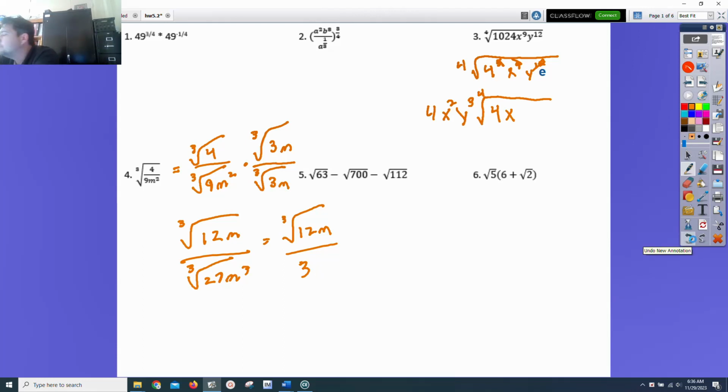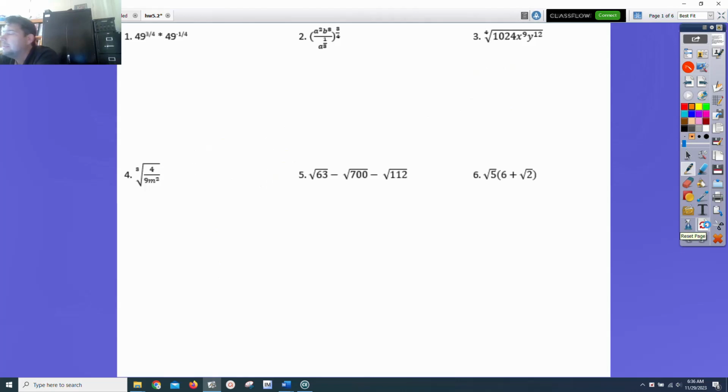All right, moving on to 6. Maybe y'all will figure some of this stuff out yourself. It's just the distributive property. I mean, it's not that hard. Square root of 5 times 6 is simply 6 root 5. Square root of 5 times 2 is root 10. I mean, if you don't understand that, you don't know what 5 times 2 is. It's bad. Do better.